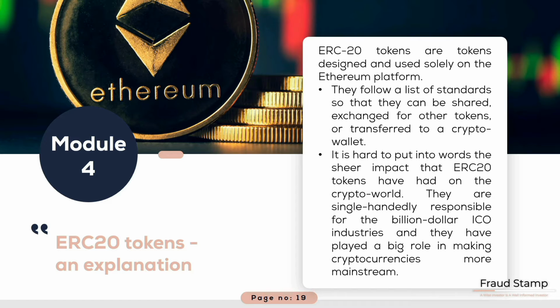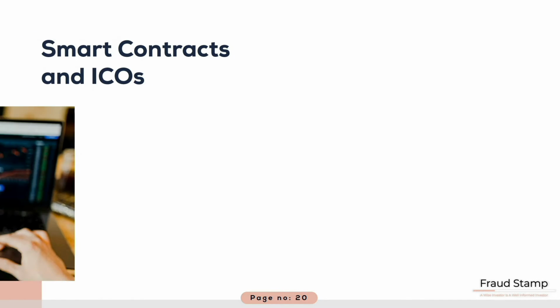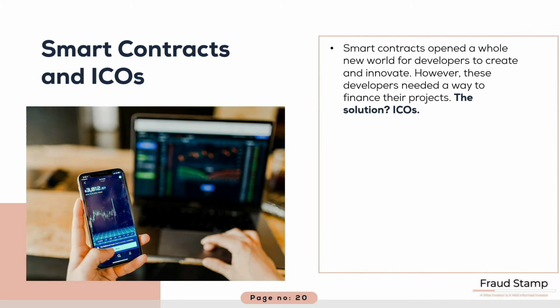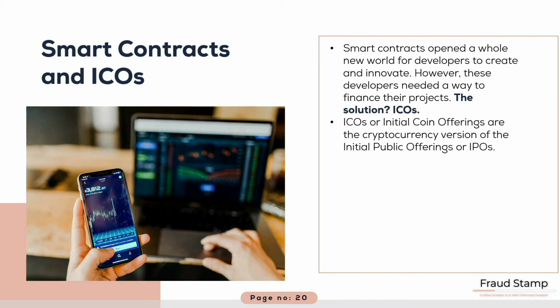It is hard to put into words the sheer impact that ERC20 tokens have had on the crypto world. They are single-handedly responsible for the billion-dollar ICO industries, and they have played a big role in making cryptocurrencies more mainstream. Smart contracts opened a whole new world for developers to create and innovate. However, these developers needed a way to finance their projects. The solution? ICOs. ICOs, or initial coin offerings, are the cryptocurrency version of the initial public offerings, or IPOs.